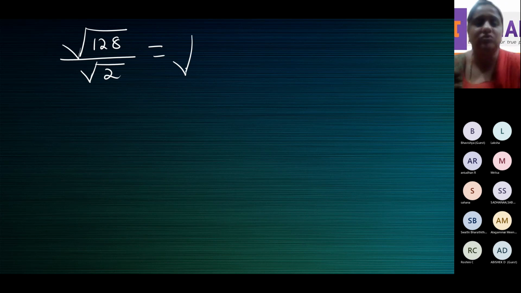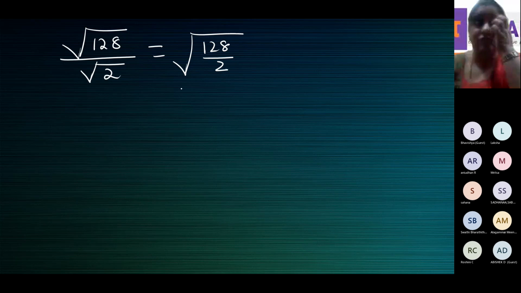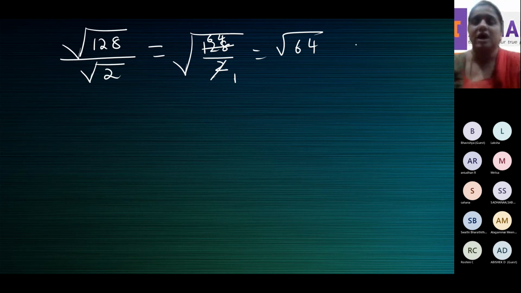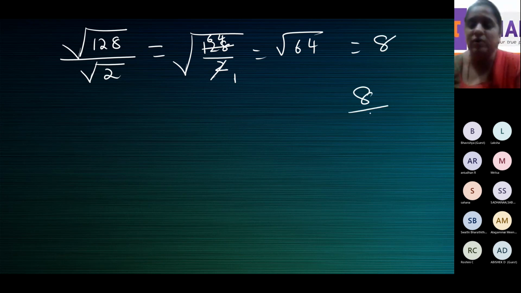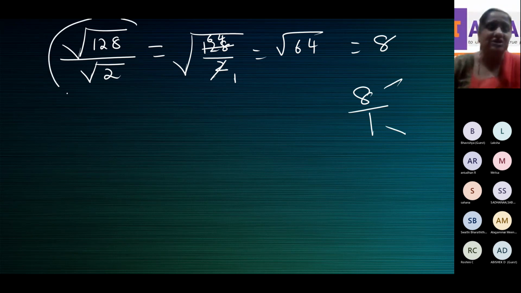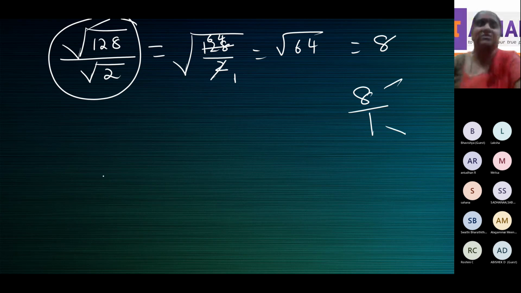So this is nothing but square root of 128 by 2. Now you can simplify. 2 1s are 2, 2 6s are 12, 2 4s are 8, so this is nothing but square root of 64. And we know that the square root of 64 is 8. And 8 means 8 by 1, P by Q, integer by integer. So this one is a rational number.